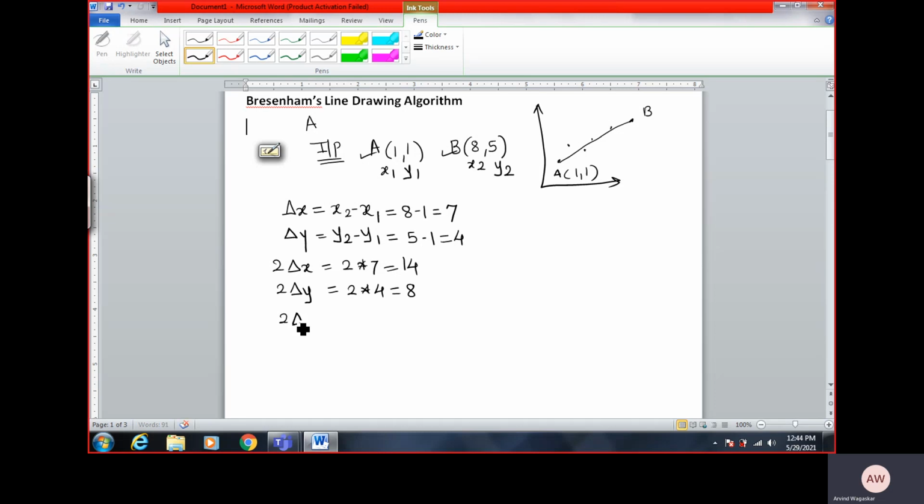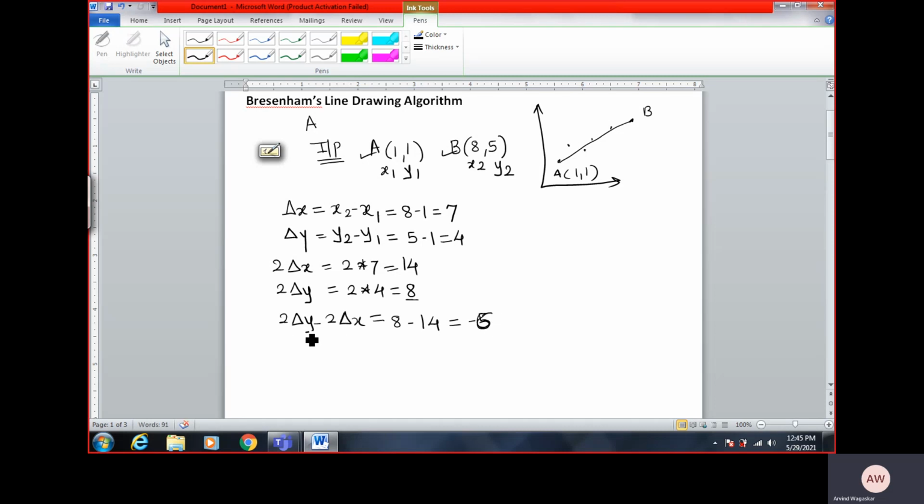The next one is to find twice delta y minus twice delta x. All these things are needed in the further steps, that's why we have to find all these values. Twice delta y is 8 and twice delta x is 14. So 8 minus 14 is minus 6. So we got all these values.